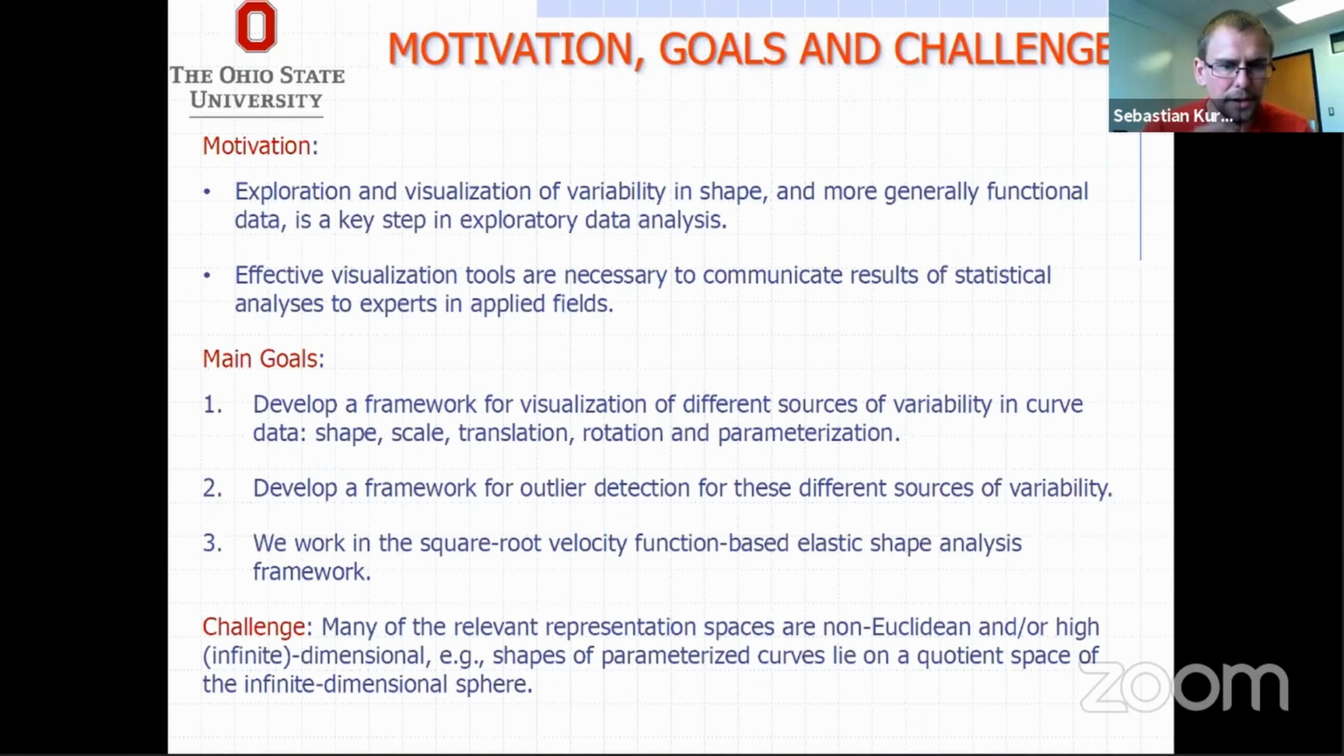What is the main challenge here? Well, as you'll realize in a minute, many of the relevant representation spaces, for example, the shape space, are non-Euclidean and high dimensional, and so this poses challenges in developing visualization techniques.